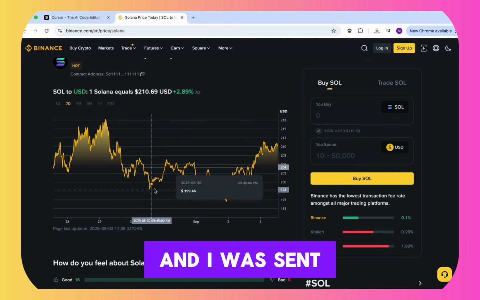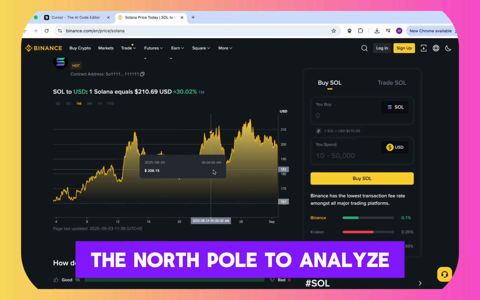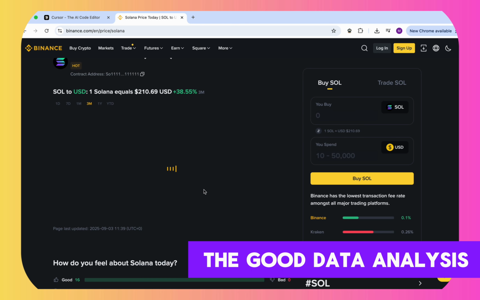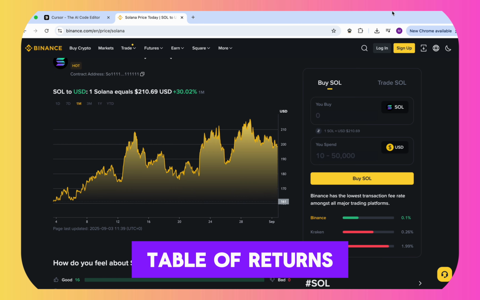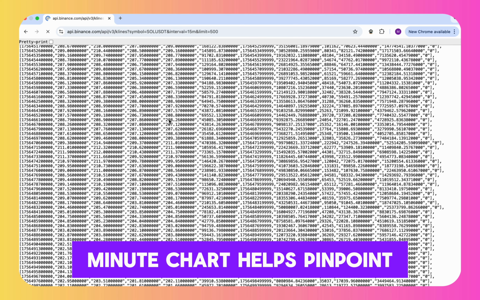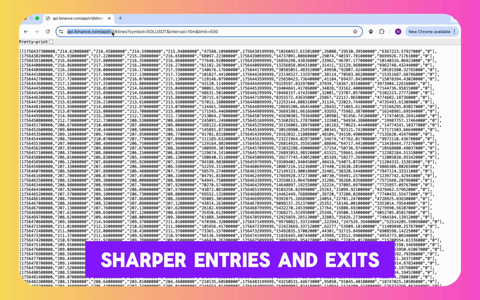For example, setting the time frame to 1 hour, 30 minutes, or 15 minutes is ideal for day trading. These timeframes give you a good balance. The 1-hour chart shows the broader market trend, while the 15-minute chart helps pinpoint sharper entries and exits.